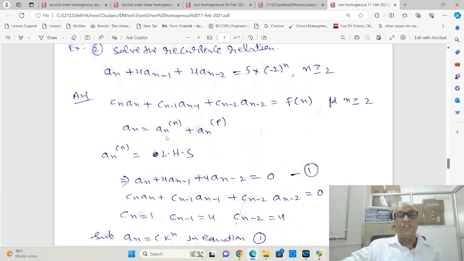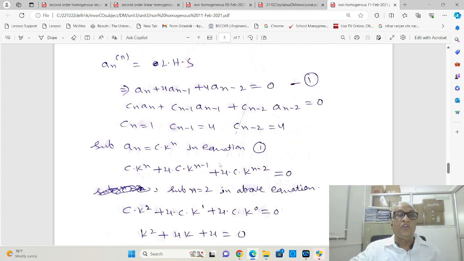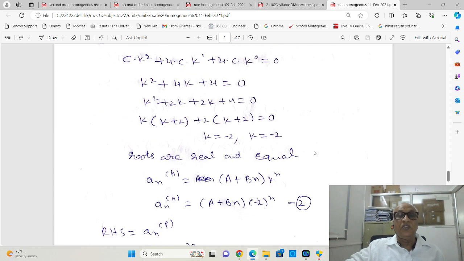So an homogeneous is the left hand side. Take the left hand side: an plus 4an minus 1 plus 4an minus 2 equal to 0. Use the same general form. Here we get the value of Cn as 1, Cn minus 1 as 4 and Cn minus 2 as 4. So substituting an with ck to the power of n in the above, what we get is ck to the power of n plus 4ck to the power of n minus 1 plus 4ck to the power of n minus 2 equal to 0. Simplifying this, we will be getting the roots as minus 2 and minus 2, which are real and equal.